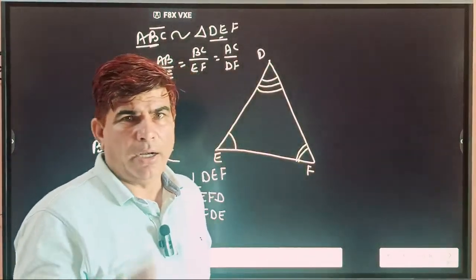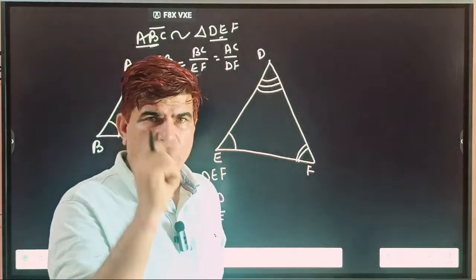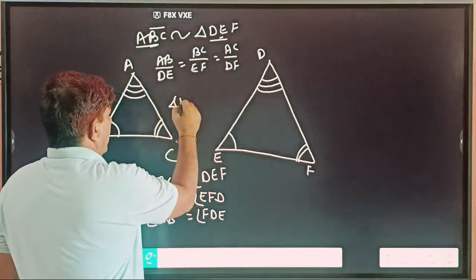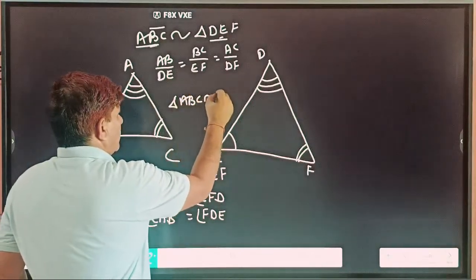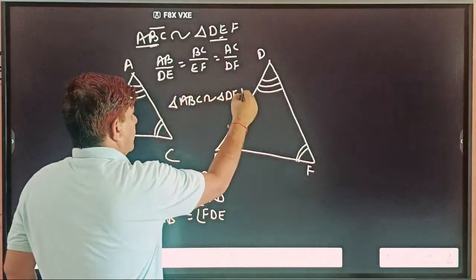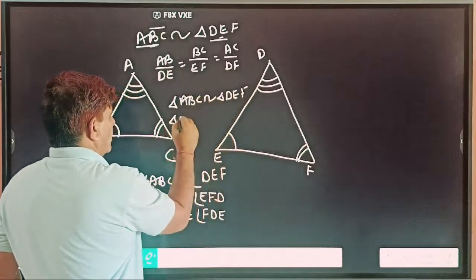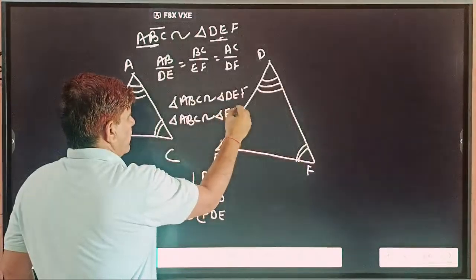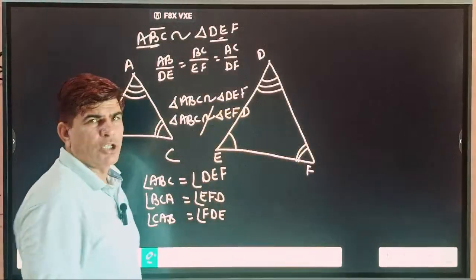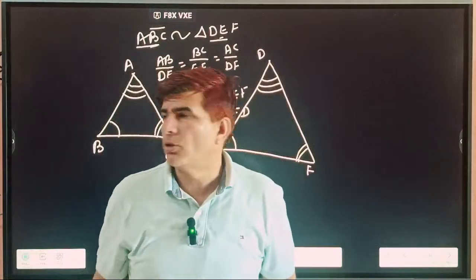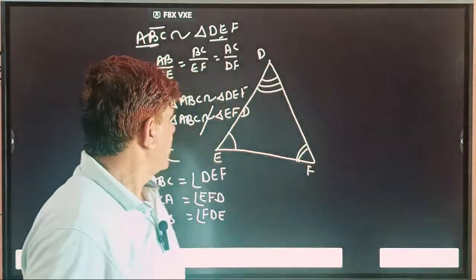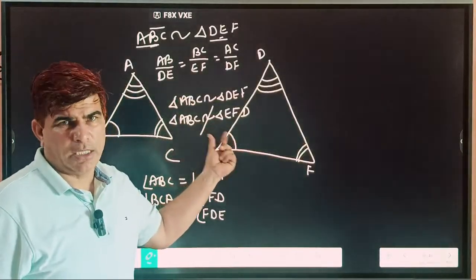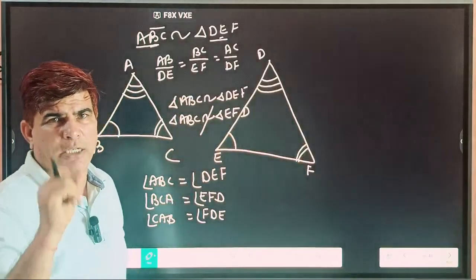Understood? And keep one point in your mind: if I write triangle ABC is similar to triangle DEF, its meaning is not that triangle ABC is similar to triangle EFD. It's not 100% sure. If these are similar, these may or may not be similar. This I want to tell you. Correspondence must be like this.